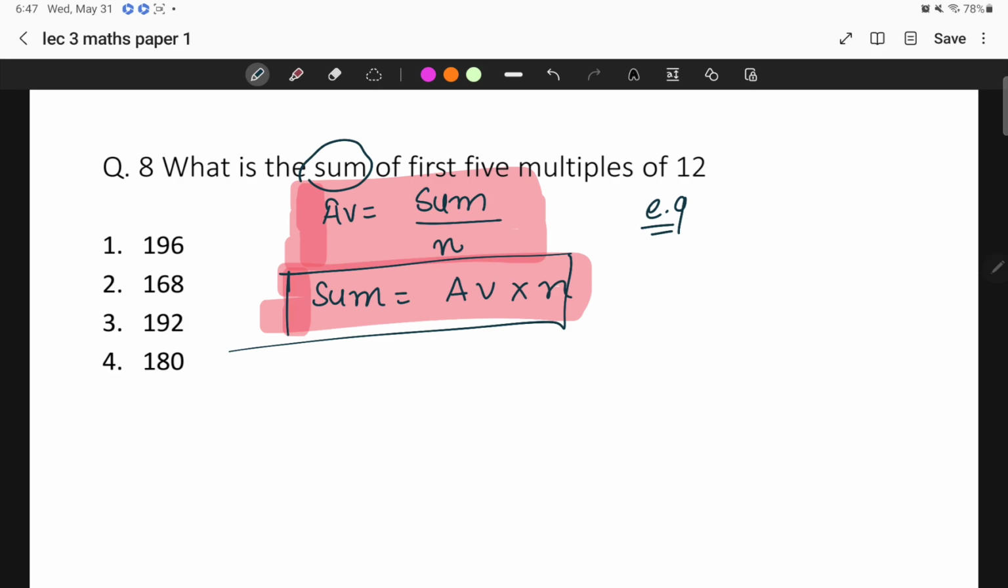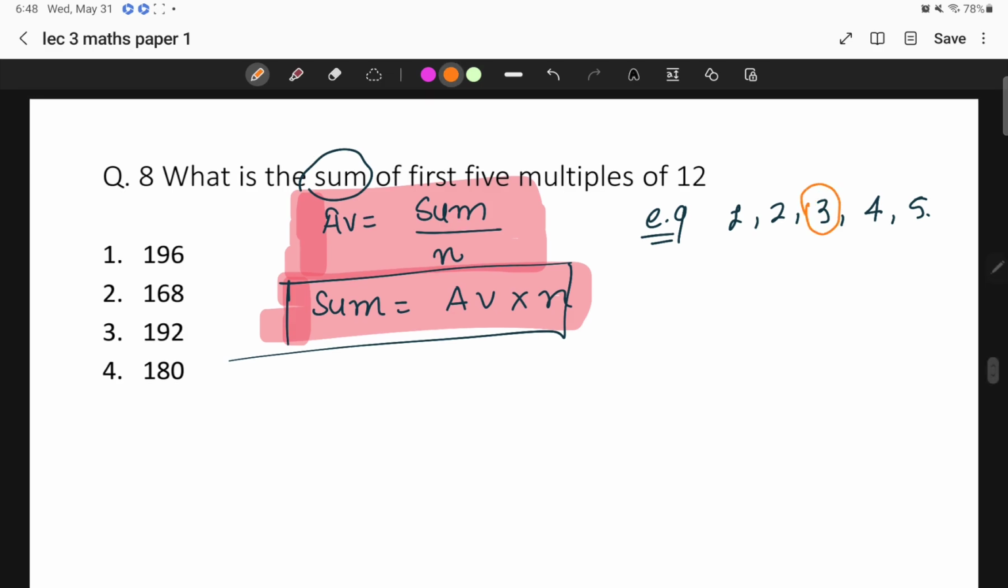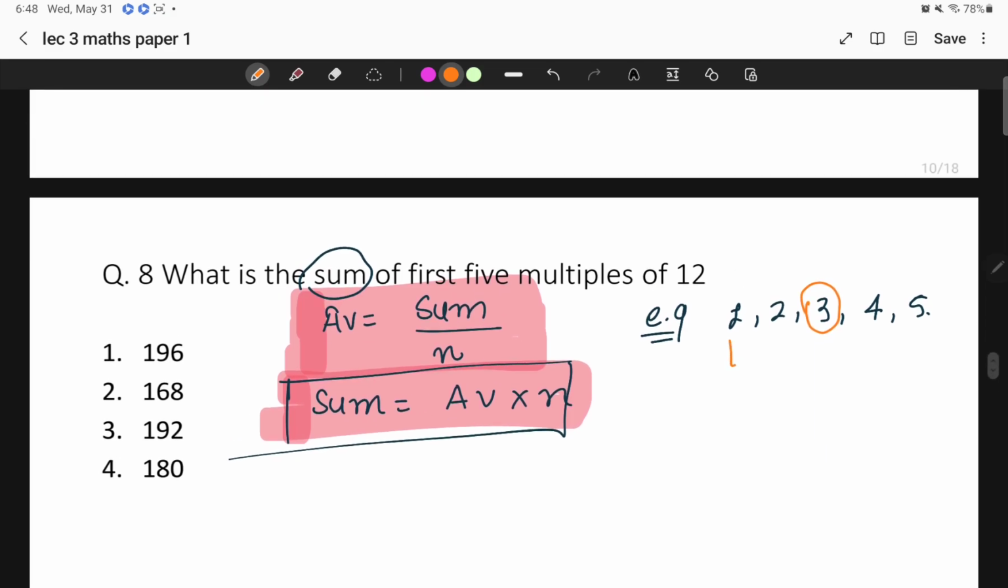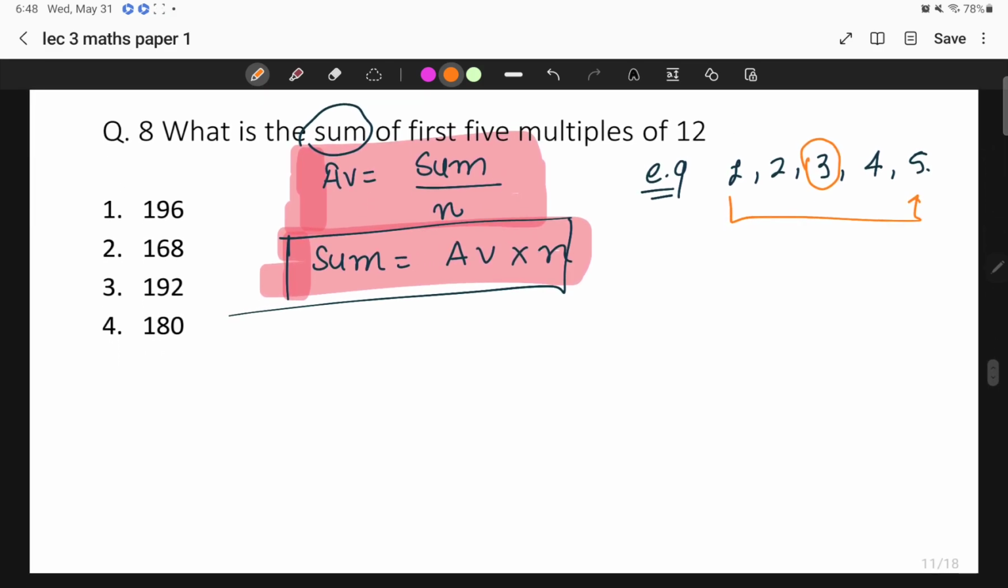For example, I have 5 values, that is 1, 2, 3, 4 and 5. And we know that whenever we are taking such values, the middle number is always the average of all the numbers. So for this particular given set, 3 is the middle number. So 3 is the average of all these 5 numbers. Am I right? Right. So I'll put these values in this formula: sum is equal to average, 3, into total numbers. How many numbers? 1, 2, 3, 4 and 5 observations, that is 5 numbers.